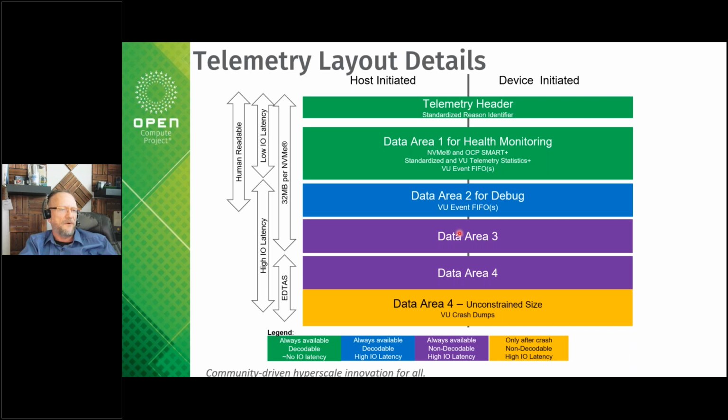And data area 3 and 4 are not specified but not denied either, and this would be for always available decode or always available non-decodable, as in the OCP CLI tool won't help you debug in this space. But it's also an expectation this is high latency. The only thing that is low latency is the monitoring in data area 1. And then our assumption, at least in our view of it, is there'll be data area 4 data that's always available, and then data area 4 data that potentially would only be available after a crash debug or a crash event has happened. And this is where the crash dumps would go.